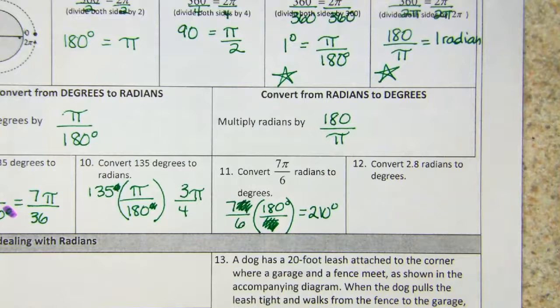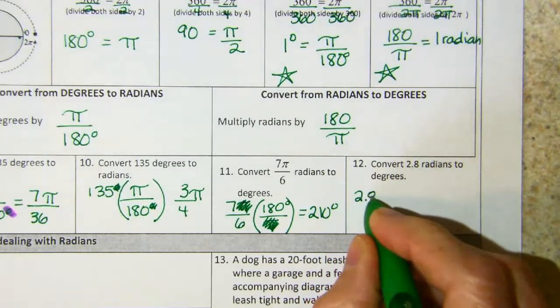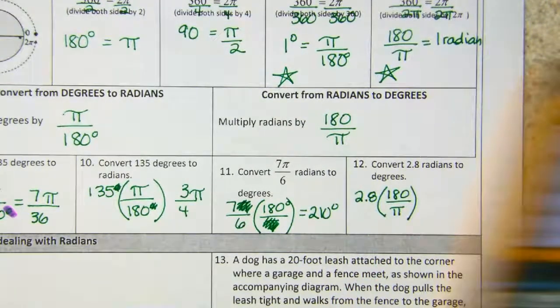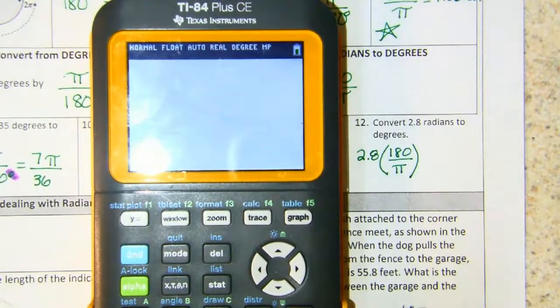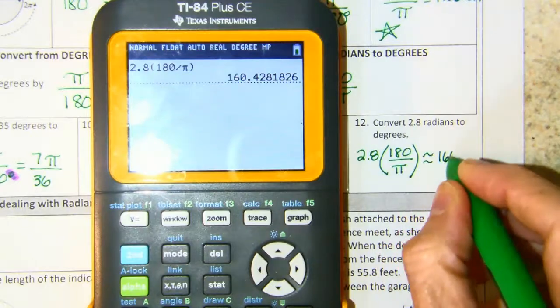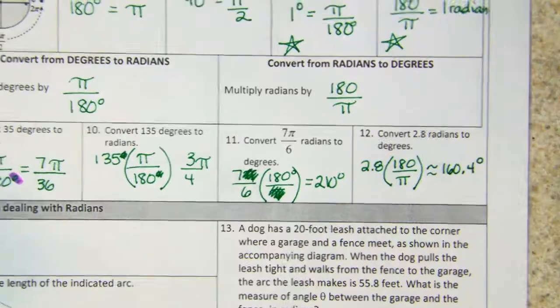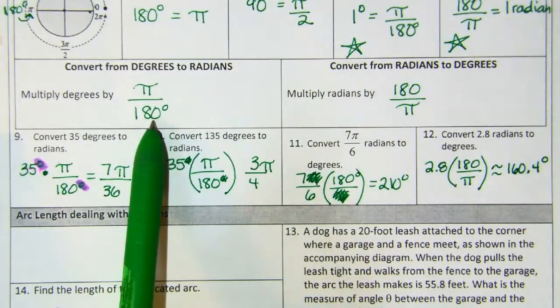Now this next one, notice the pi is not there and we have decimals. So this one we're just going to keep in decimals. We're still going to multiply by 180 over pi. The calculator will do the work for us. So we're going to have 2.8 times 180 divided by pi. Use that pi key. And we're going to get approximately 160.4 degrees. So if you are converting from degrees to radians, you're going to multiply by pi over 180 degrees.